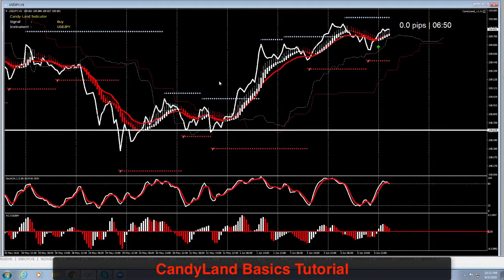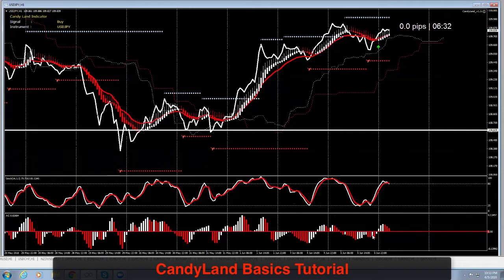Okay. So the signal, we get that signal. And once we get it and we have at least two confirmations, just two out of the three, we can take the trade.